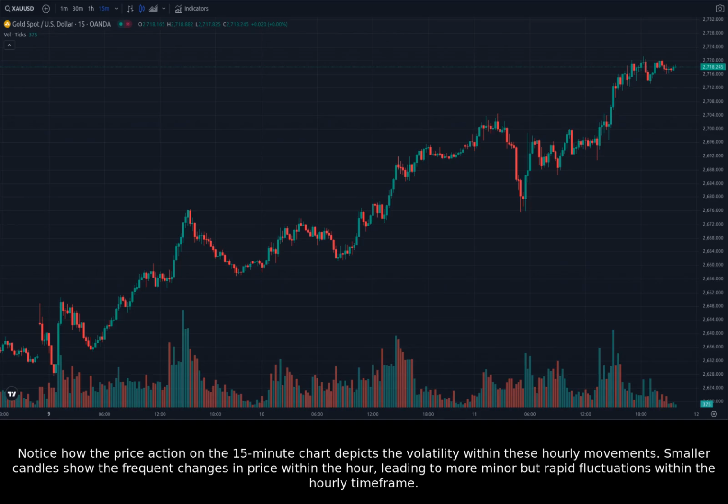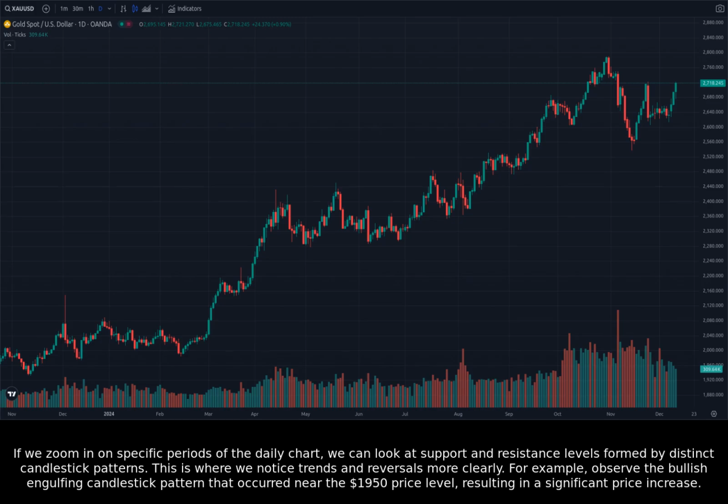hourly time frame. If we zoom in on specific periods of the daily chart, we can look at support and resistance levels formed by distinct candlestick patterns. This is where we notice trends and reversals more clearly.